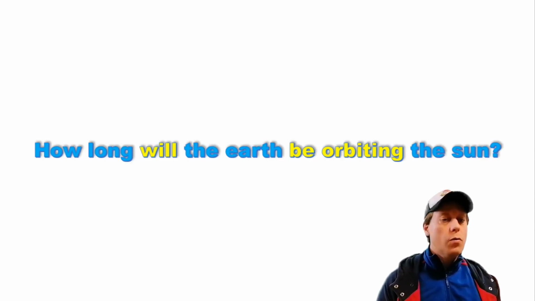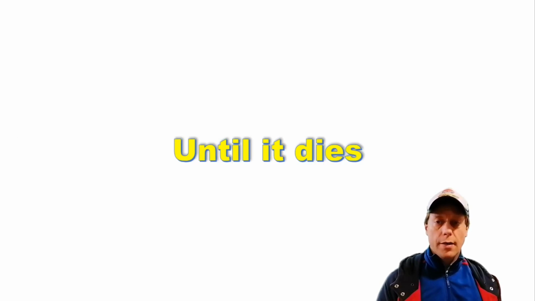And how long will the Earth be orbiting the Sun? I want to know the total amount of time it will orbit the Sun until it finishes. And the answer, until it dies. It's not going to stop itself. It's not sentient or conscious. It's just going to go until it can't go anymore.